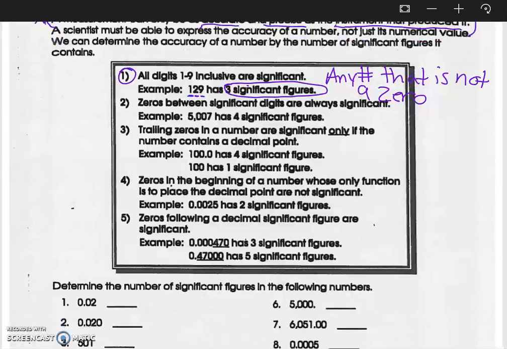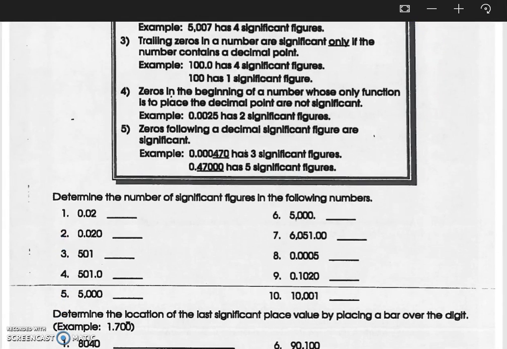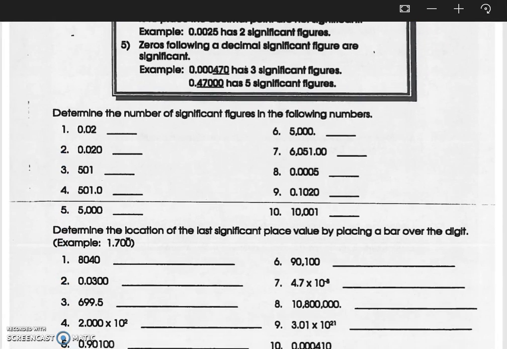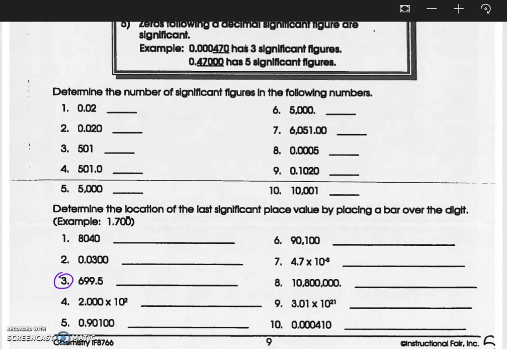Let's scroll down and look at another example of that. Oop, here's a good one. As we can see, the 6, the 9, and the 5 are all rule number 1. They are all non-zero digits. So I would say that this number, 3,699.5, has 5 significant digits.